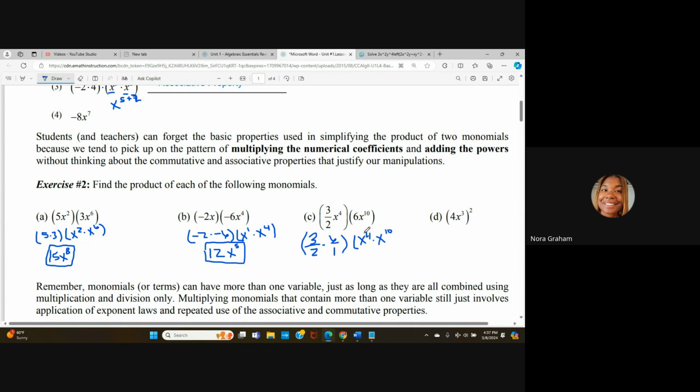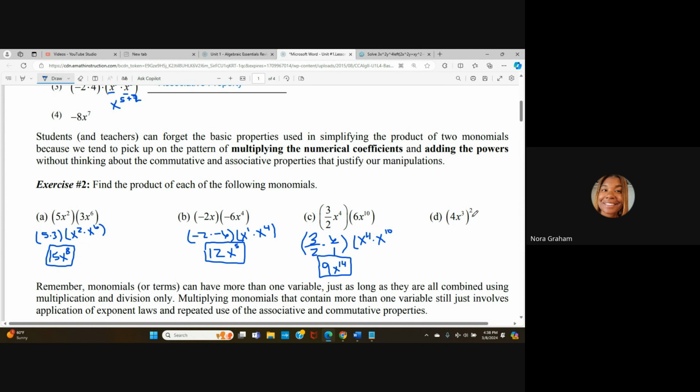When I simplify this down, 6 times 3, that's 3, 6, 9, 12, 15, 18 over 2. 18 over 2 is 9. And then x to the 14, because 10 plus 4. That's the answer for that one. Now we have this one.